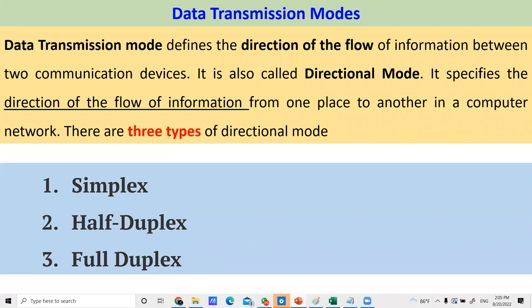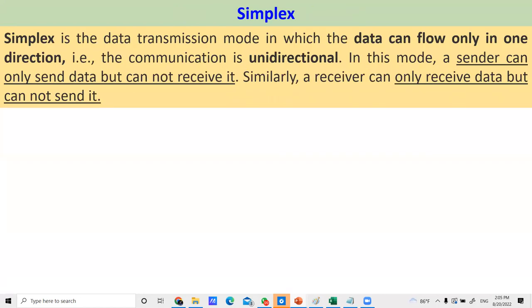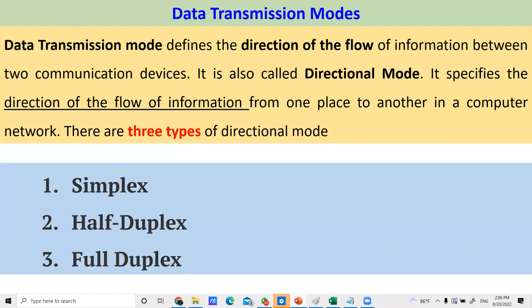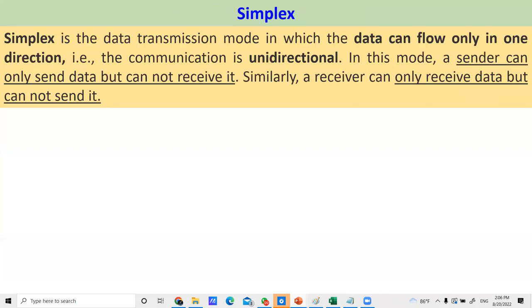The first one, simplex method. Under the simplex method, data always travels in only one direction. Yes, can you see the previous slide? Data transmission modes. Now, first one, simplex. Simplex always sends data in one direction. Therefore, another name for that is unidirectional. The simplex method is also known as unidirectional, because data travels in only one direction.